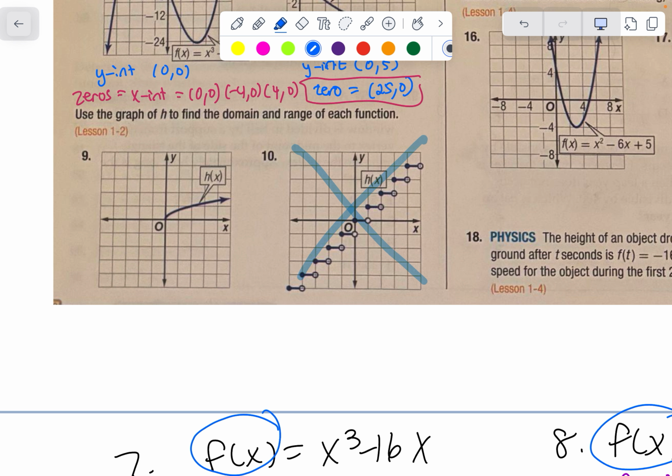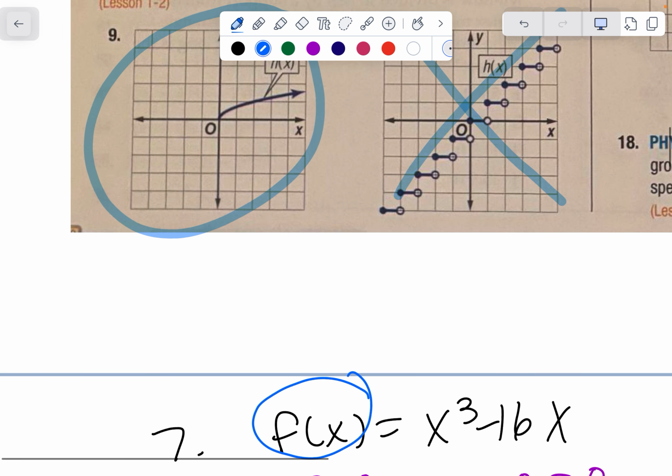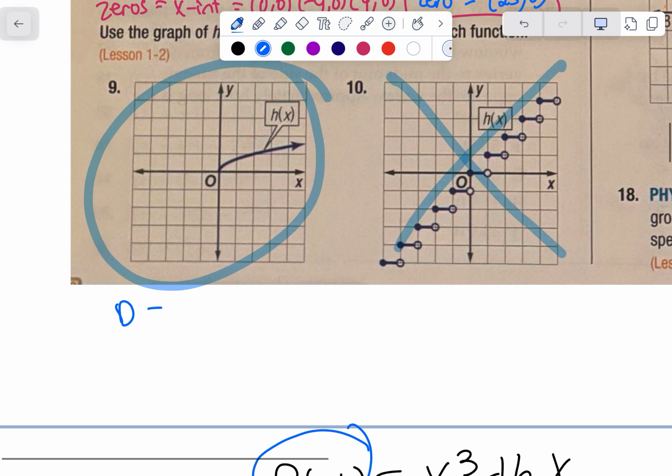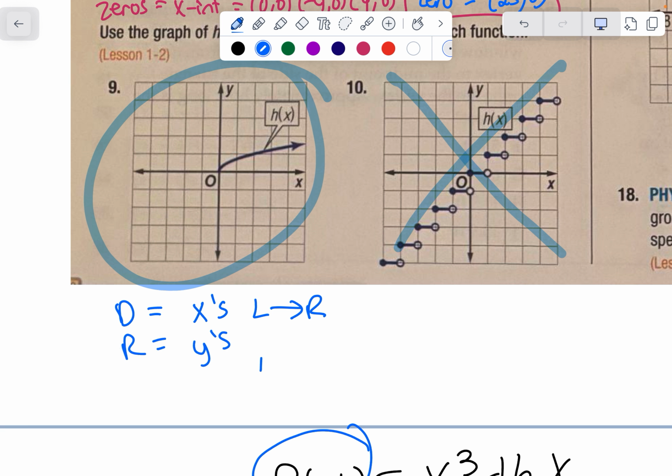Okay. So the domain and range of a function by looking. Remember, the domain are the x's that are used from left to right. The range are the y's that are used from the bottom of the graph to the top of the graph. That's the best way to think about it. What x's are used from left to right, what y's are used from bottom to top.